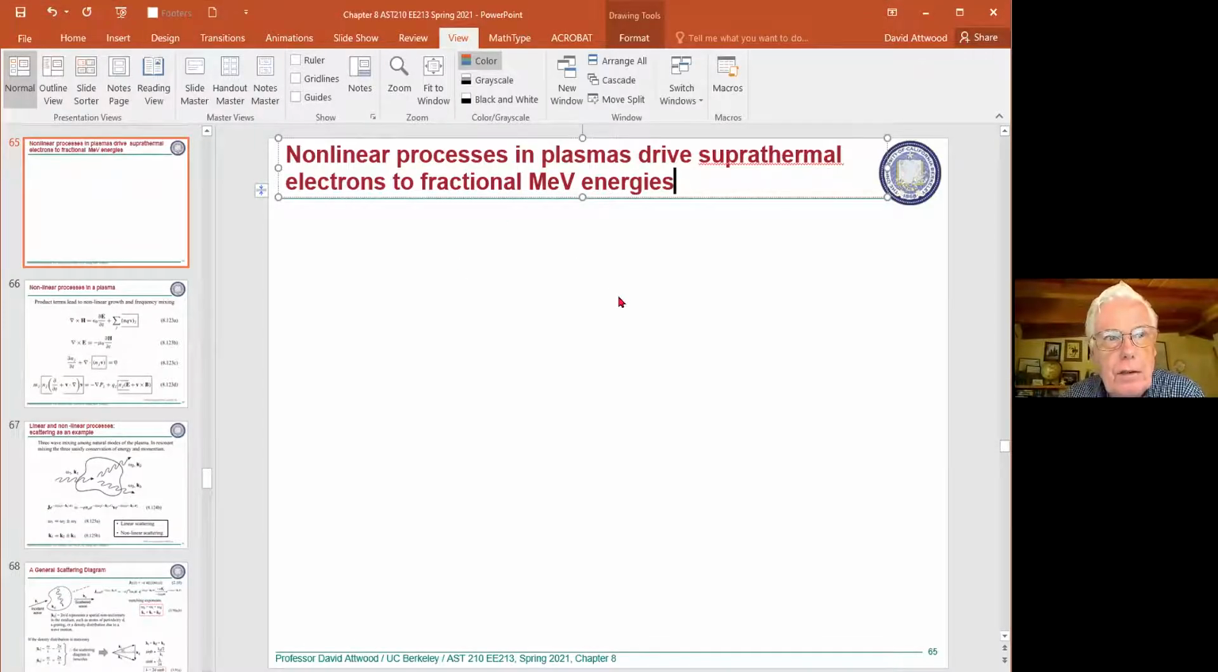MeV energies. So again, for the recording, nonlinear processes in plasmas that drive superthermal electrons to fractional MeV energy. Normally we're thinking in laser-produced plasmas, which is mostly what I'm talking about, which are hot and dense. The lasers are producing temperatures in the hundreds of eV for the general thermal continuum, and maybe some line emissions in that same region, but perhaps up into a few keV, not much more than that, and rapidly dropping.